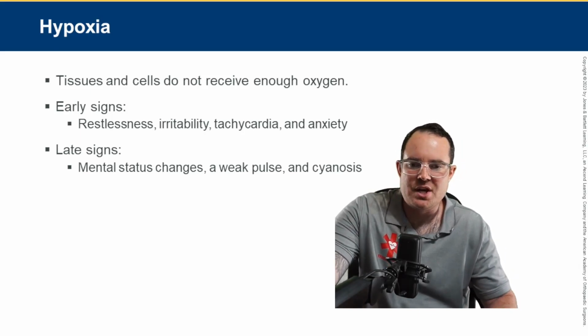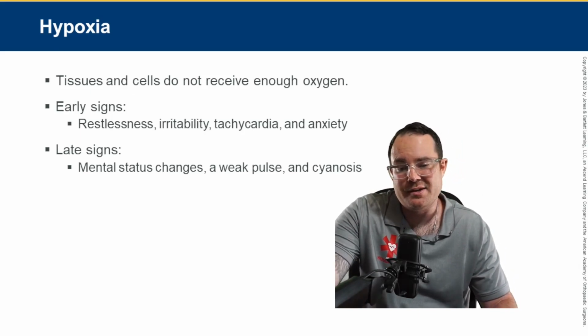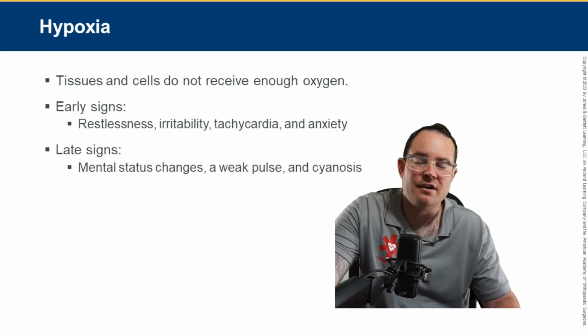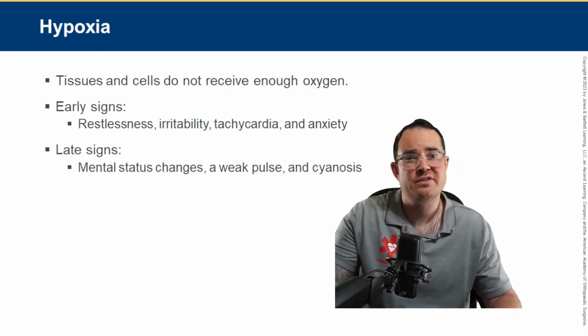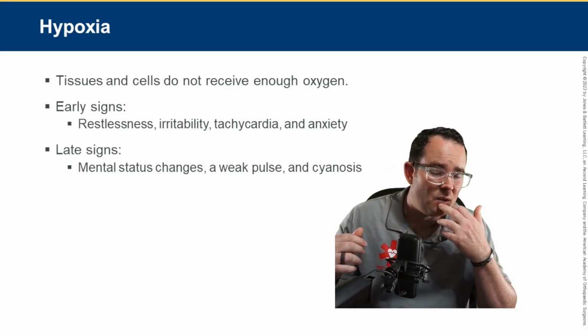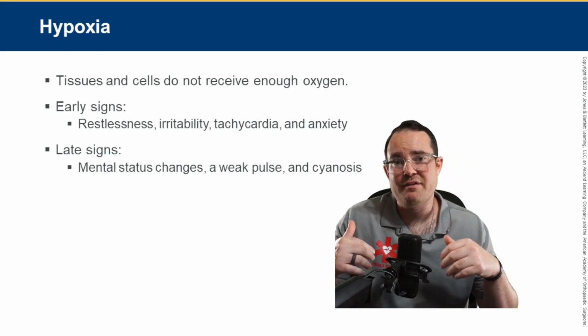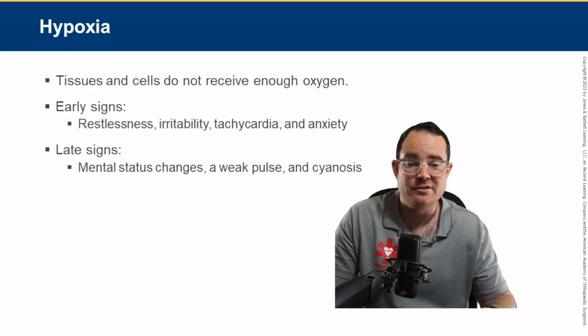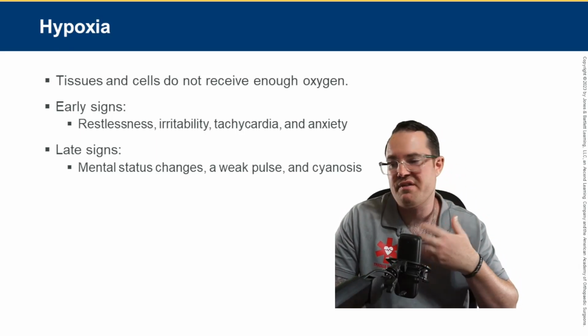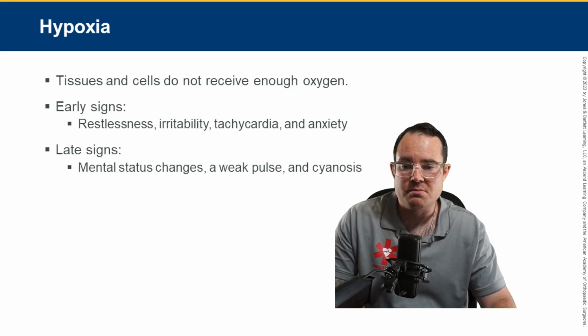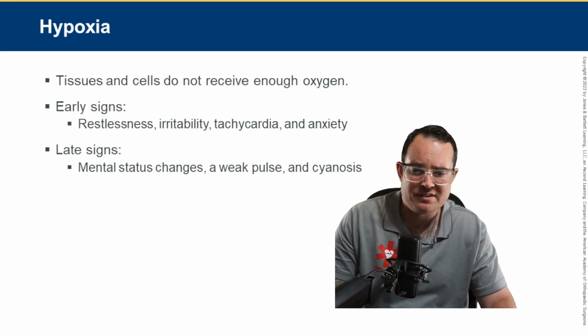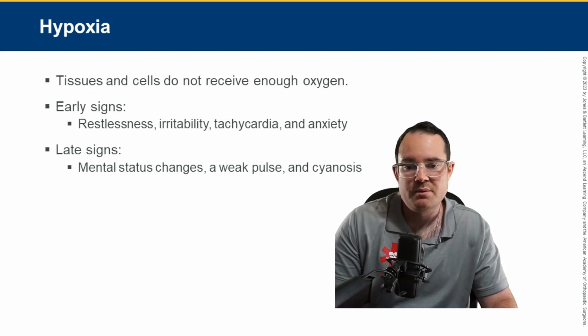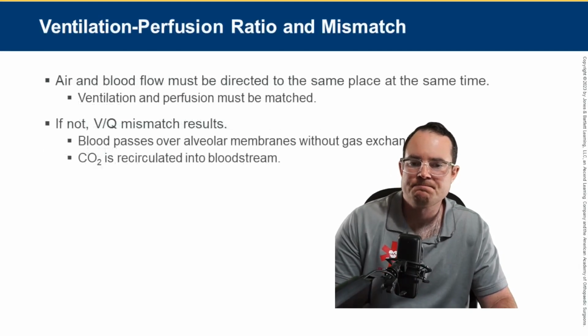Late signs: mental status change, weak pulses, and cyanosis. Remember, cyanosis is that change of color due to lack of oxygenation. Typically, we'll see it in the fingernails and around the lips first, and if it's severe cyanosis, we'll start seeing it throughout the patient's face and other parts of their body. Mental status change is a very ominous sign, though, with hypoxia. Got to pay attention to it.